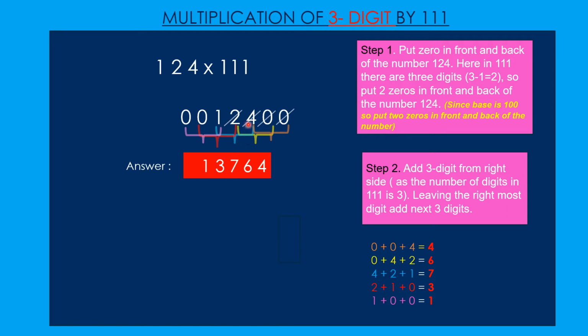Alright, then again leave 4, add 2 plus 1 plus 0. 2 plus 1 plus 0 is 3. Then leave 2, and the last is 1 plus 0 plus 0, which is 1. So this is your 13,764, your final answer.